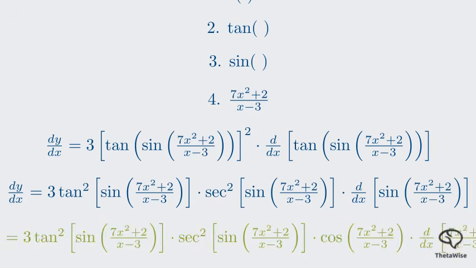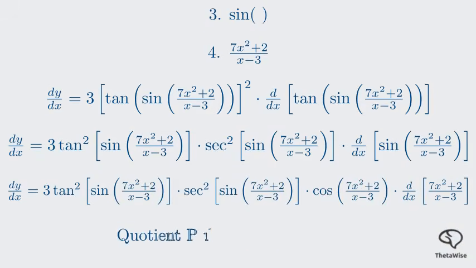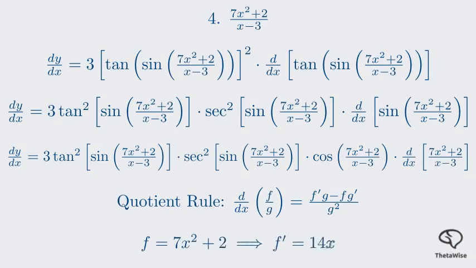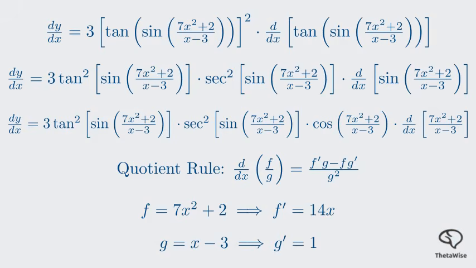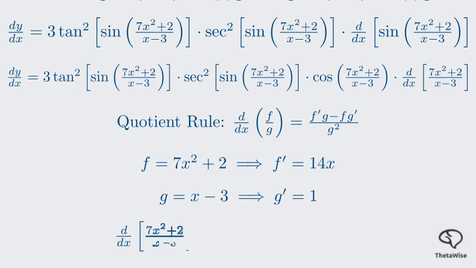For this, we must use the quotient rule. The quotient rule states that if y equals f over g, then y prime equals f prime g minus f g prime, all over g squared. Let the numerator be f and the denominator be g. Applying the quotient rule, we get f prime g minus f g prime, all over g squared.